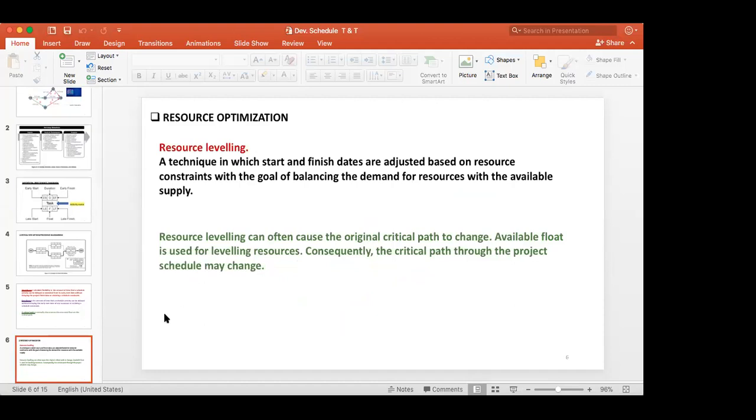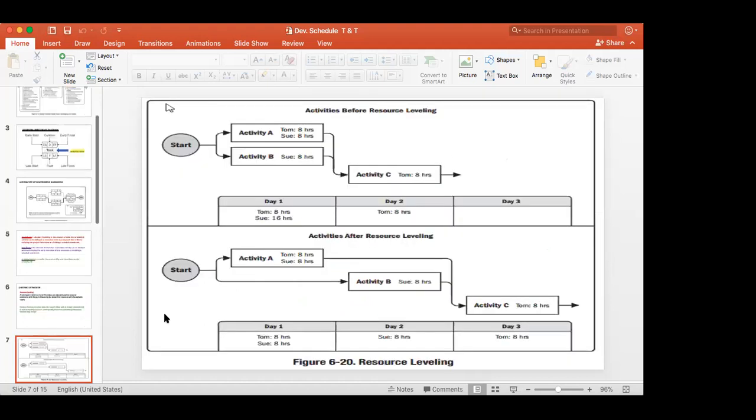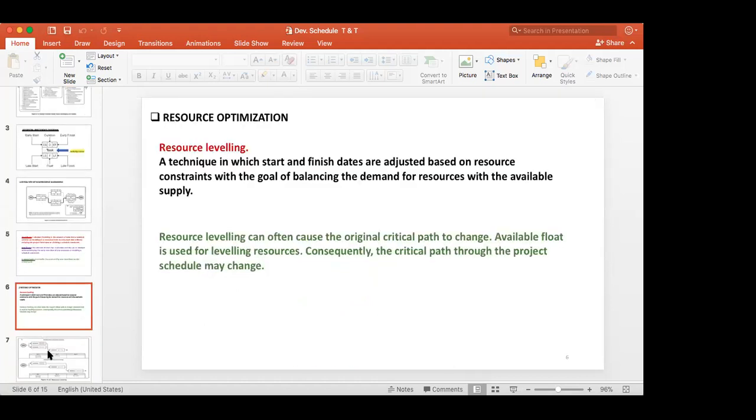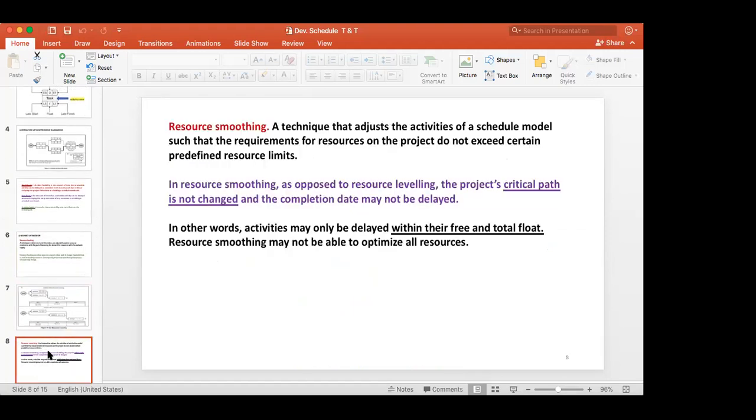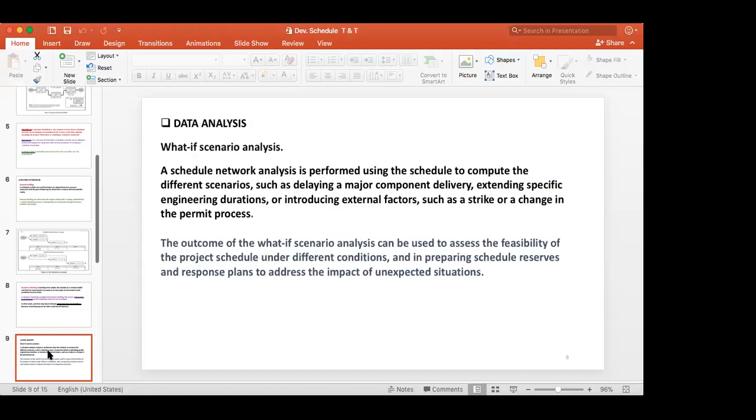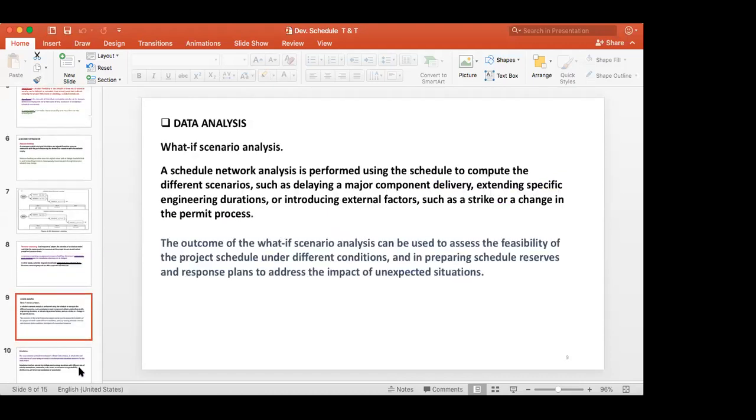So resource optimization, you have two things, leveling and smoothing. Those things you should have some understanding. Then data analysis. This is what-if scenario analysis. The outcome of the what-if scenario analysis can be used to assess the feasibility of the project schedule under different conditions, and in preparing schedule reserves and response plans to address the risks.